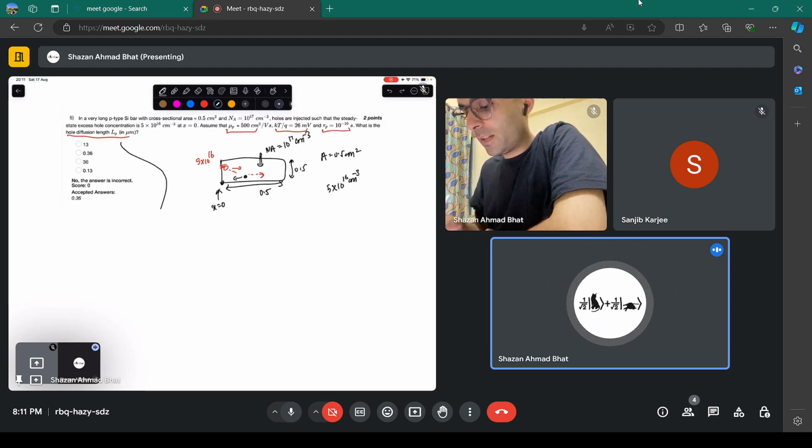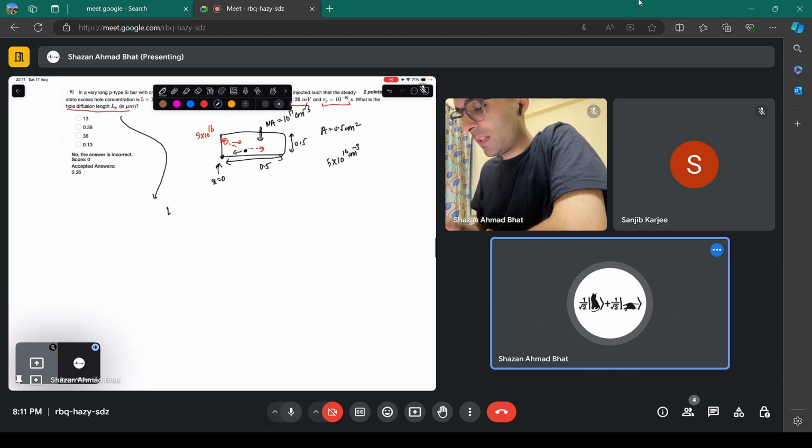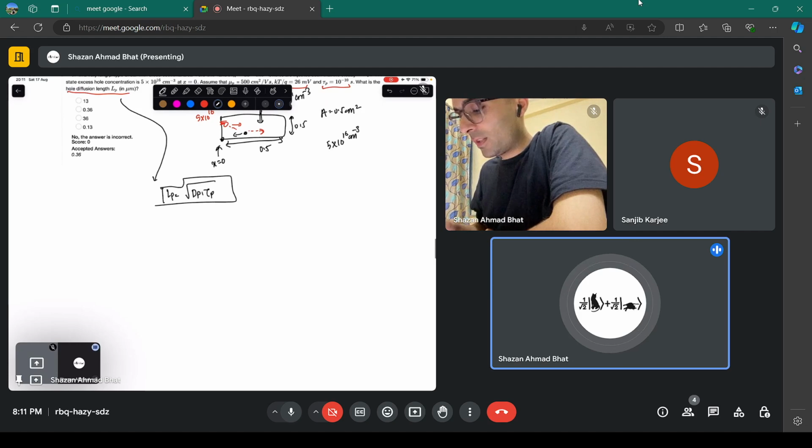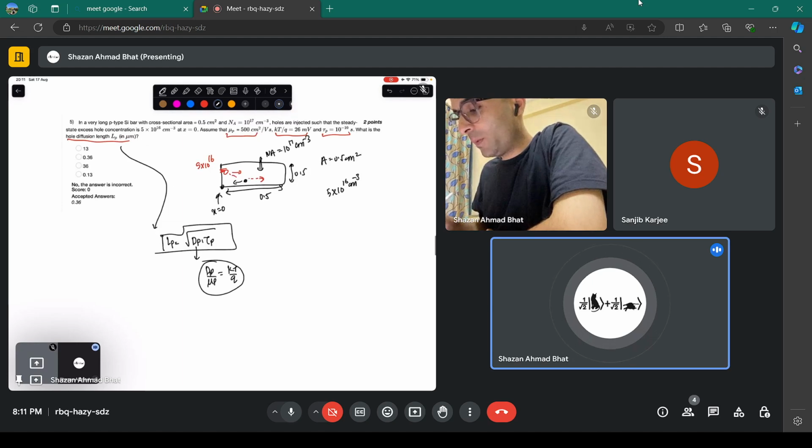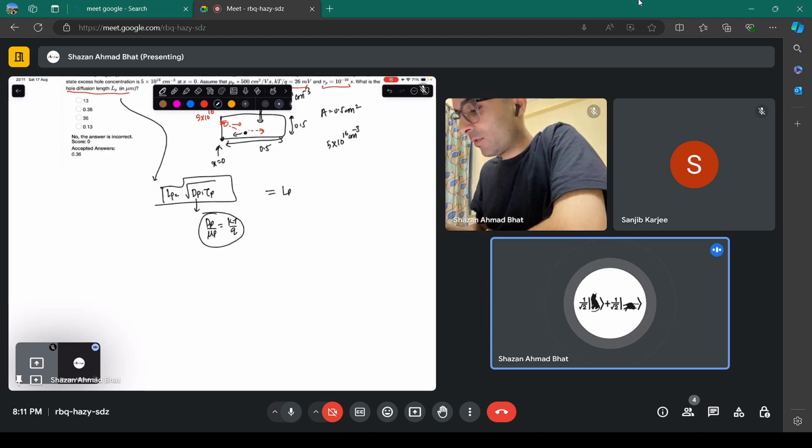So what we need to find is the diffusion length. Diffusion length can be simply found by square root of diffusion constant times tau p. I think everything is given in this problem. Diffusion constant may not be given, but you can compute it by Einstein's relation, Dp by mu p is kT by q. Now you got the Dp, you have the mu p, and you get a diffusion length of the order of 3.6 into 10 to the power minus 5 centimeters.